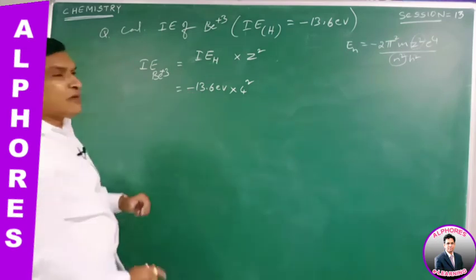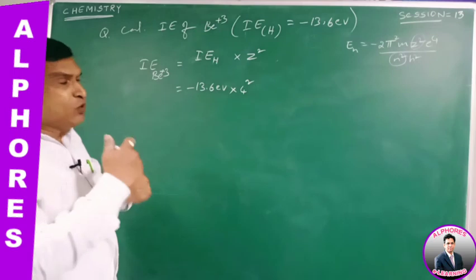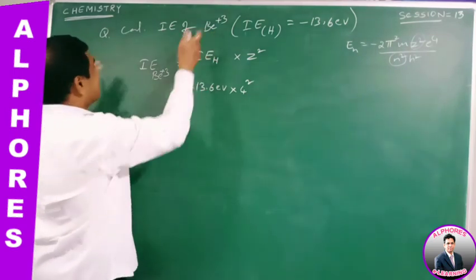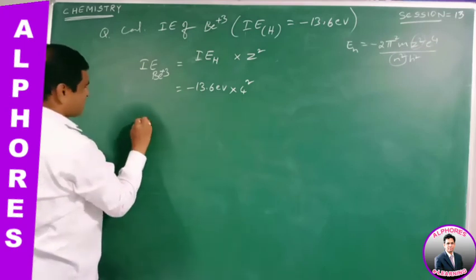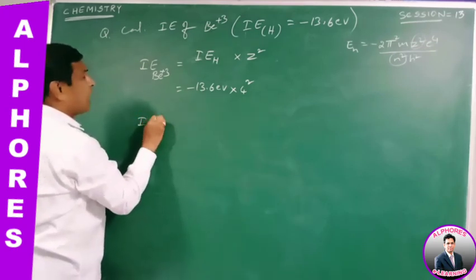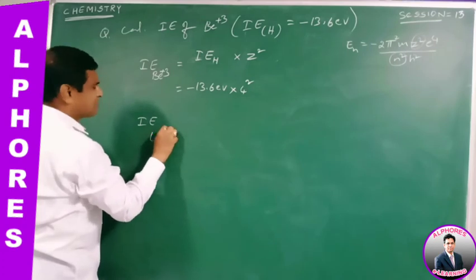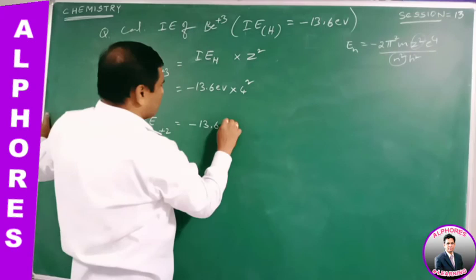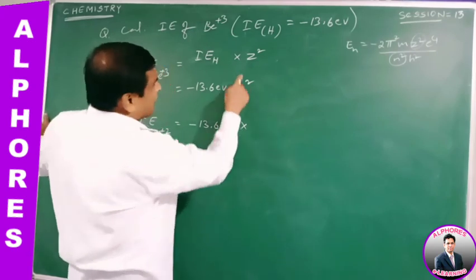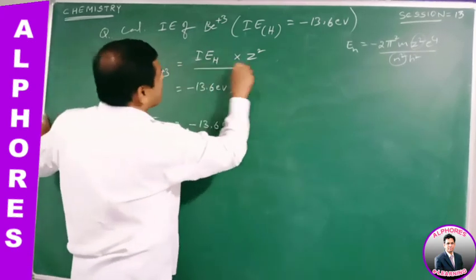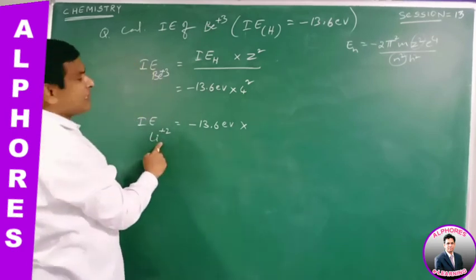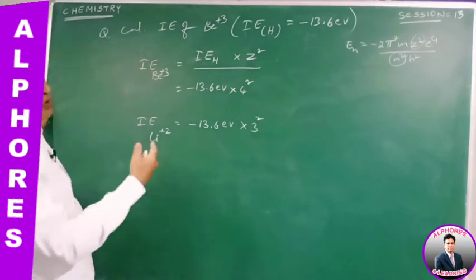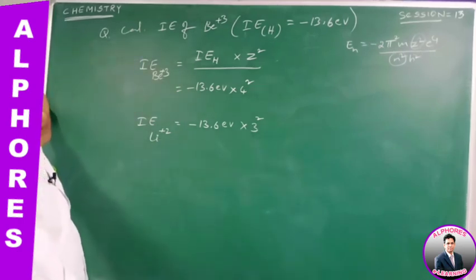Calculate ionization energy of lithium 2 plus. Same problem, one more I am adding here, that is lithium 2 plus. Ionization energy of lithium 2 plus is equal to minus 13.6 electron volts into Z square. Z square means lithium atomic number is 3, into 3 square, that means into 9. So like that we can calculate.